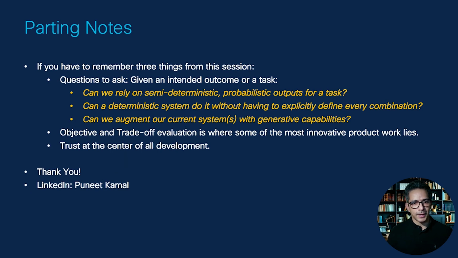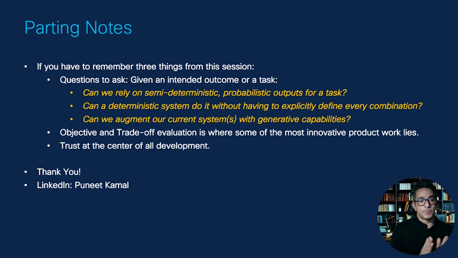So this is pretty much what I had to share today. But some parting notes. If you had to remember 3 things from this entire session, these will be it. Always ask at least these 3 questions. Given an intended outcome or a task, can we rely on semi-deterministic, probabilistic outputs for that task? Is it safe enough? Can a deterministic system do it without having to explicitly define every combination? And then the last one, can we augment our current systems, deterministic or otherwise, with generative capabilities or agentic systems?